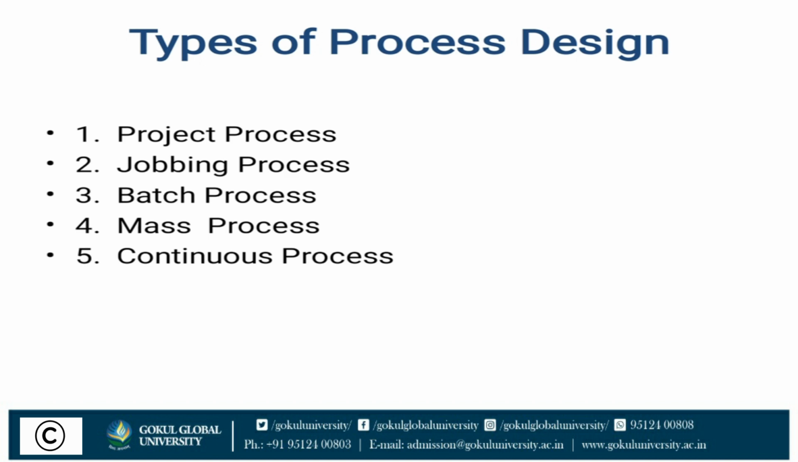Second one is jobbing process. So what is jobbing process? Jobbing process is one in which resources are allocated to multiple projects at the same time. In this jobbing process, a high variety of the products are generally produced but at the lower volume, but at the lower price.